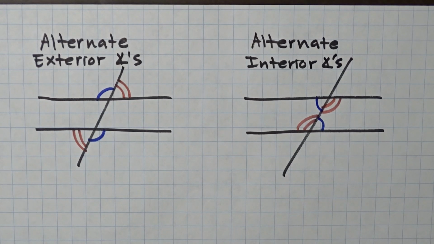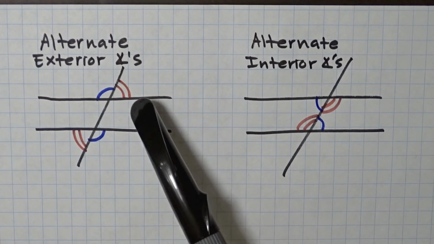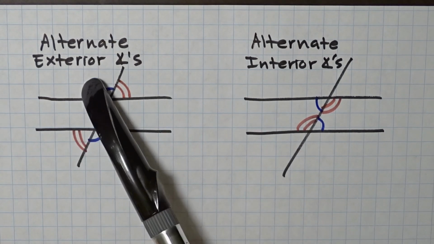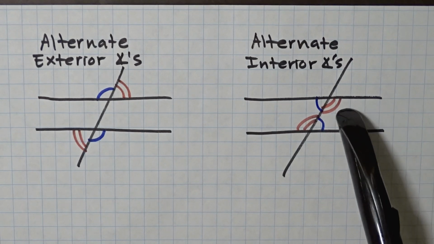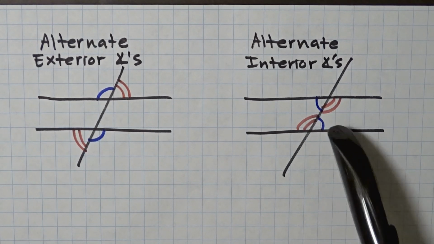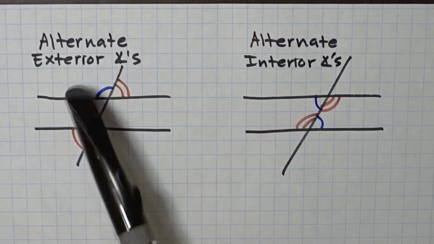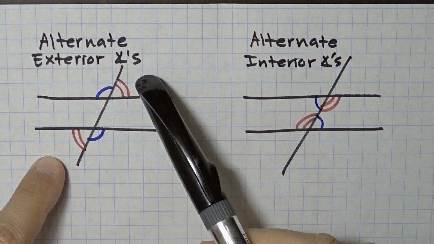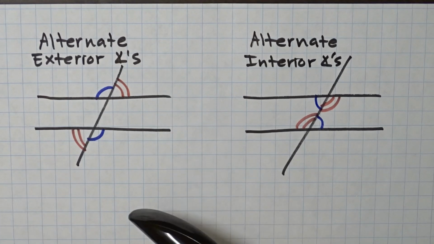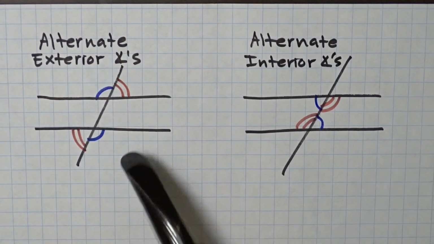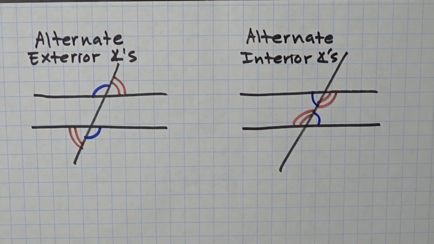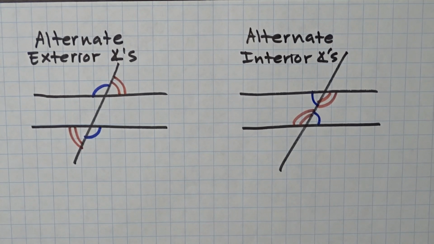Now, the word alternate, for me, I think of it like alternating back and forth, back and forth. So it kind of looks like it is back and forth, right? Right side, left side, right side. And then right side, right side. So it kind of makes sense, right? Alternating exterior. So on the outside, one's on the right, one's on the left. Also on the outside, one's on the left, one's on the right. So the name isn't really as important as much as identifying them in the diagram.